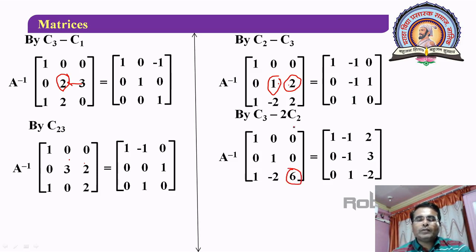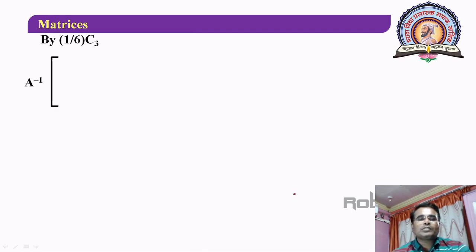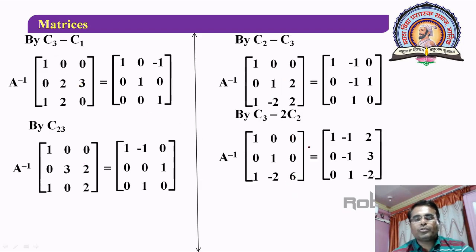To make this one, divide this third column by 6. So that is your next transformation, 1 by 6 times C3, you will get this type of last column. You will observe here 0, 0, 6 are there. This last column when divided by 6, you will get distinct elements. 2 by 6 it is 1 by 3. 3 by 6 it is 1 by 2. And minus 2 by 6 it is minus 1 by 3. These types of elements must be there on the right hand side.